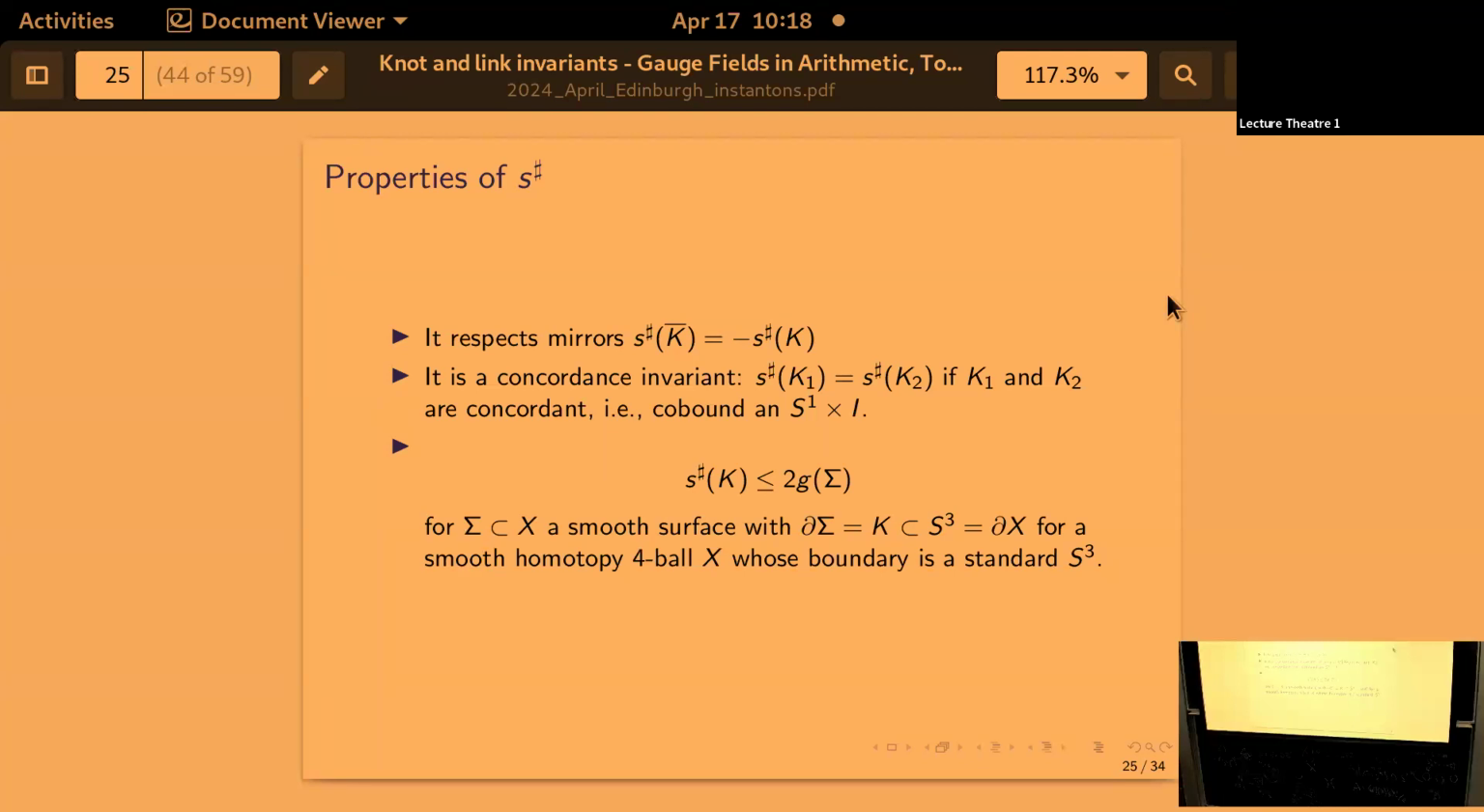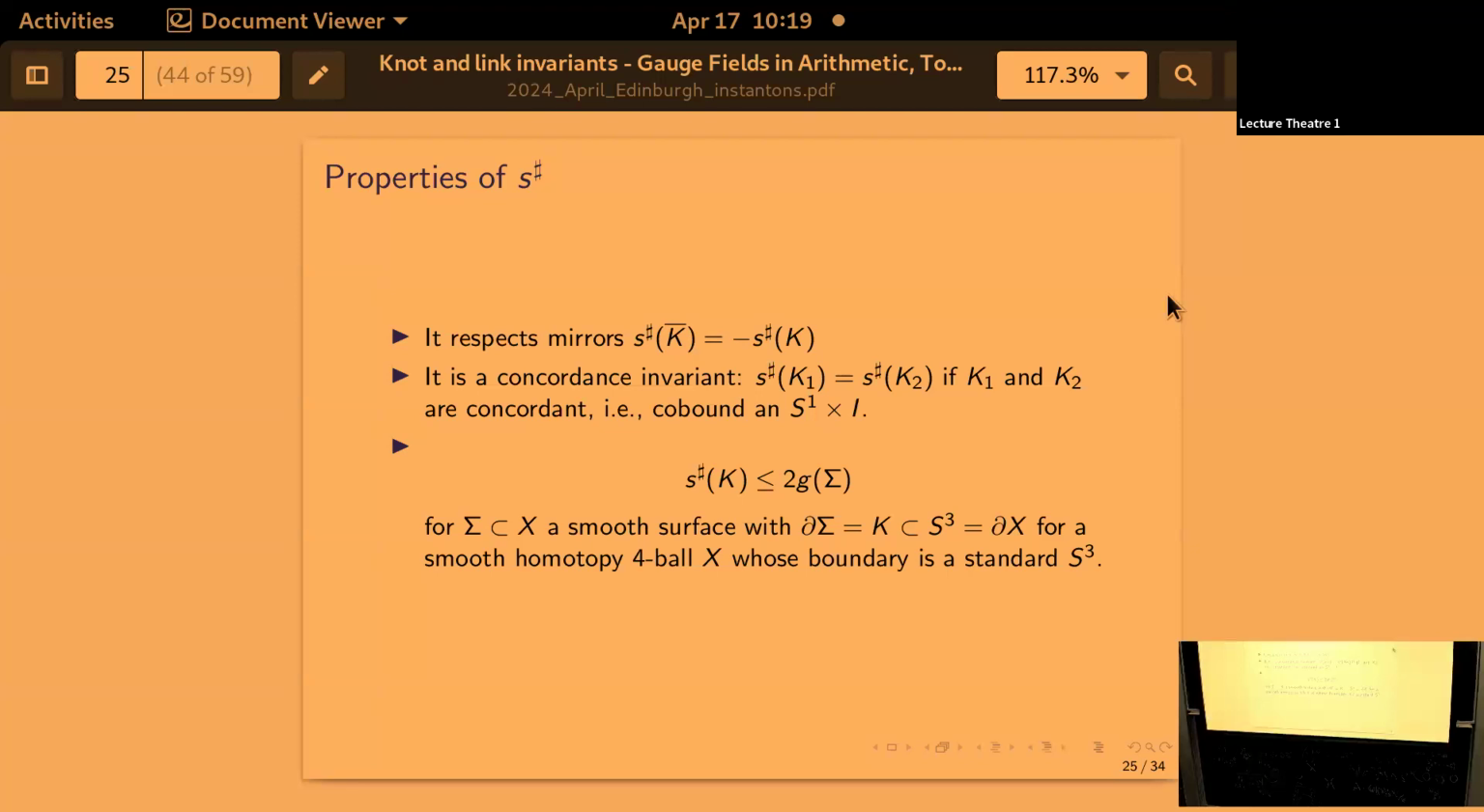Okay, but one thing about S sharp that's not true, or not known to be true, for S is that it does bound genus in these homotopy four-balls. Did I write this down? No, I didn't. It does bound genus in these homotopy four-balls, for the same kind of reason that I was saying, that it just tells you more information about four-manifolds. In general, it bounds genus in any homotopy four-ball.